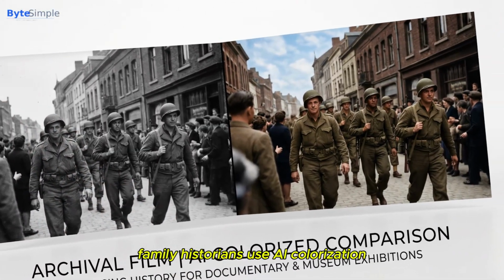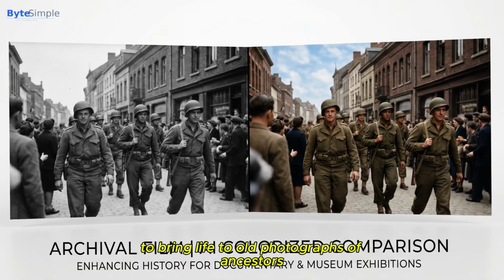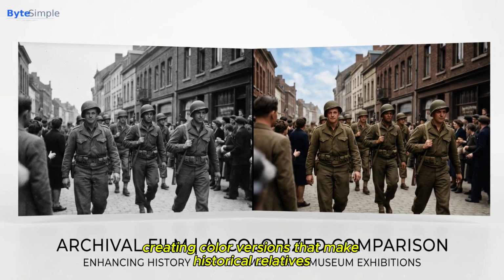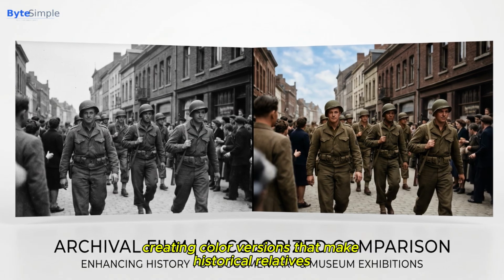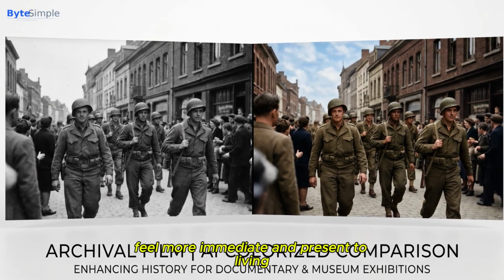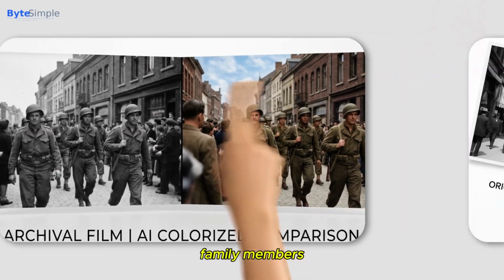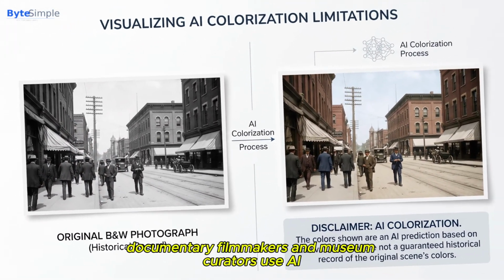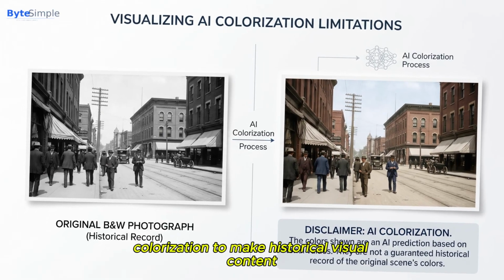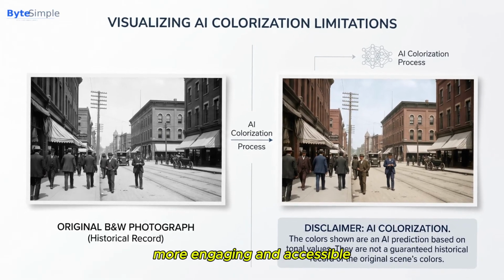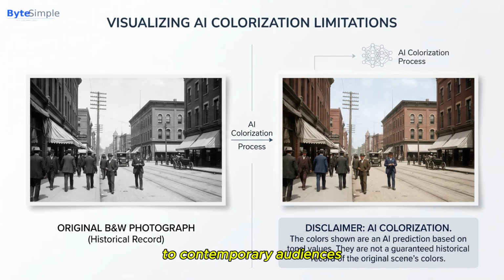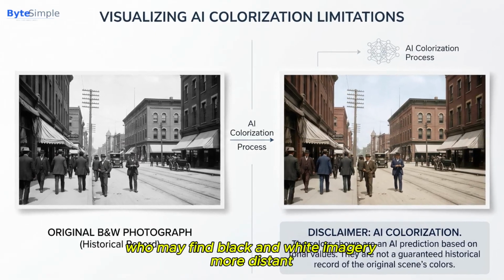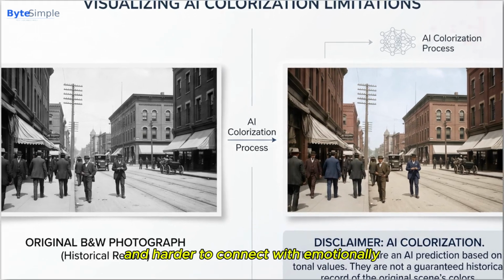Family historians use AI colorization to bring life to old photographs of ancestors, creating color versions that make historical relatives feel more immediate and present to living family members. Documentary filmmakers and museum curators use AI colorization to make historical visual content more engaging and accessible to contemporary audiences who may find black and white imagery more distant and harder to connect with emotionally.